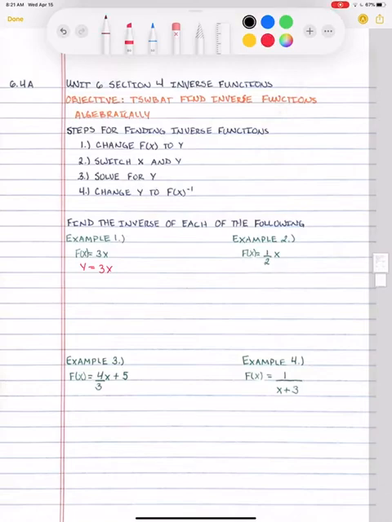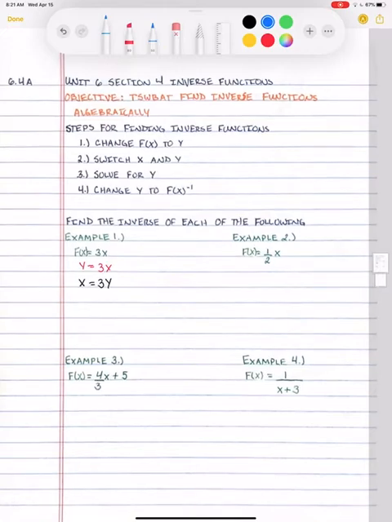Next, we switch x and y, meaning we trade places. So y is going to become x, and x is going to become y. Now, step 3, solve for y. So get y by itself. I'm going to get y by itself by dividing both sides by 3. These will cancel out, and now y will be by itself. y is going to equal x over 3.